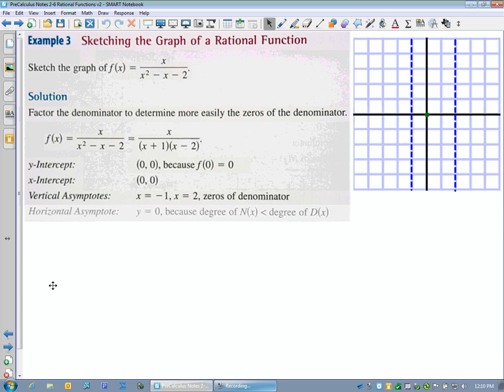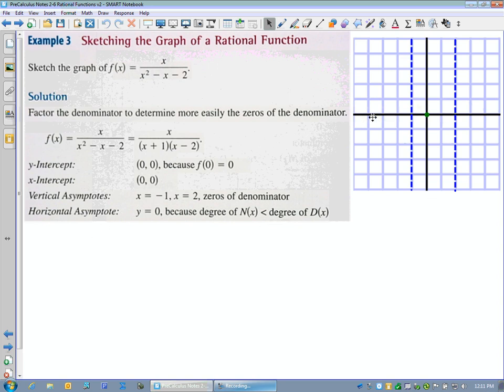Next, I want to look at horizontal asymptotes, and this is actually going to be the x-axis. It's going to be the line y equals 0, because if you compare the degrees, we have a first degree polynomial in the numerator and a second degree in the denominator. So the denominator has a larger degree. Therefore, it doesn't matter what the other numbers or variables are in there. It's going to approach 0 as the numbers get large. So that is simply the x-axis will be a horizontal asymptote.